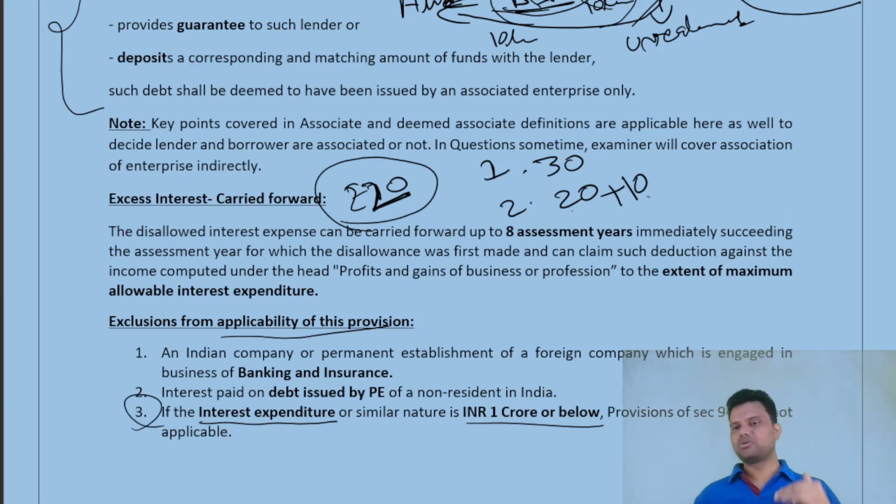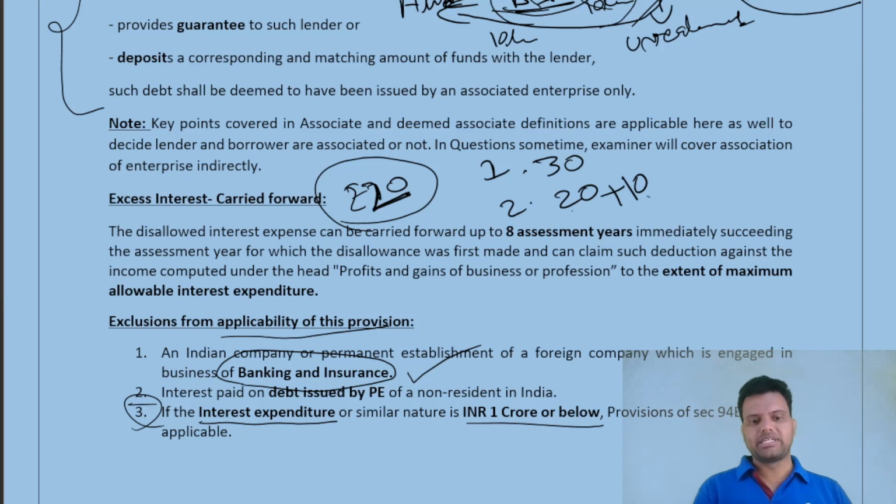Why they put this condition is they don't want to disrupt simple transactions or small financial arrangements. They want to concentrate only on the big ticket items. So they put this condition to identify only the big ticket items. Okay, if interest is 1 crore or below, then these provisions are not applicable. Similarly, these provisions are not applicable in case of banking and insurance companies, because they have their own regulations. Giving loans and taking loans is very normal for them, right? Lending is their main business.